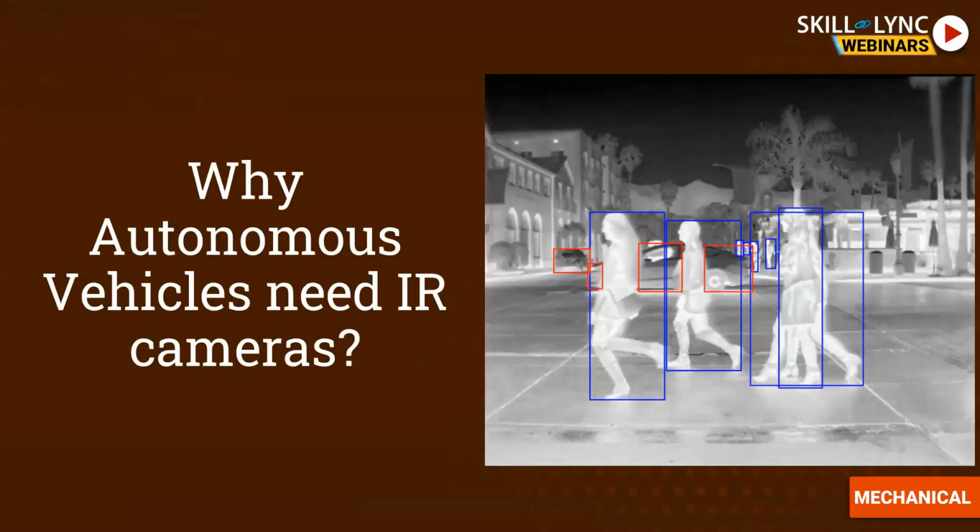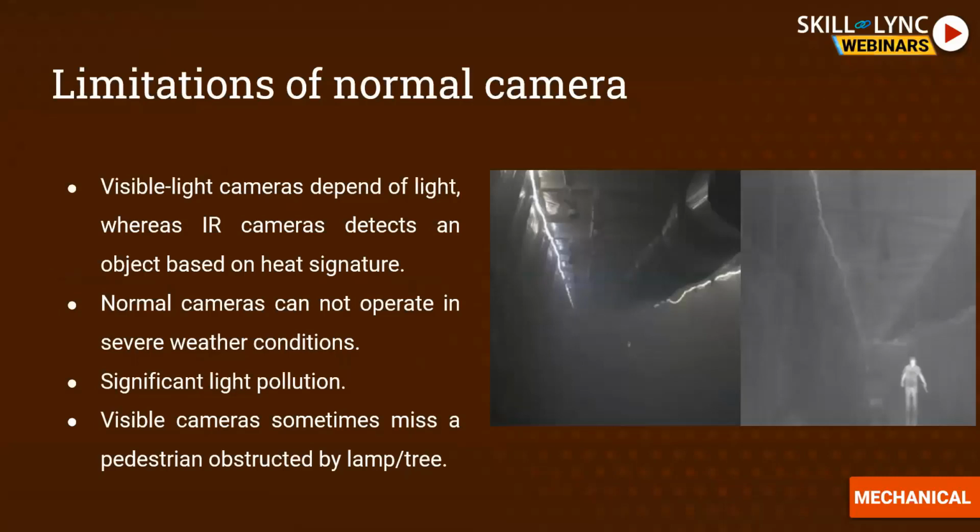Why do autonomous vehicles need IR cameras? Again, I want you guys to please type in the chat box and answer: why do you really think we need IR cameras when we already have normal visible cameras? On the right, this is an image of object detection using thermal cameras. Before understanding why autonomous vehicles need IR cameras, we first need to know what the limitations of a normal camera are. In the image on the left, we have a normal camera image. On the right, we have the thermal camera.